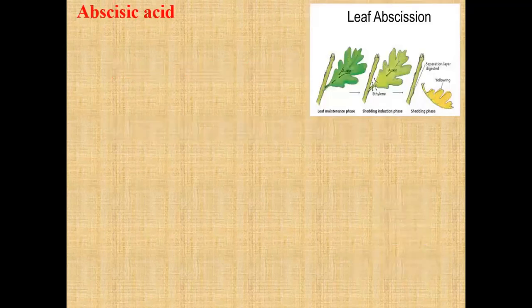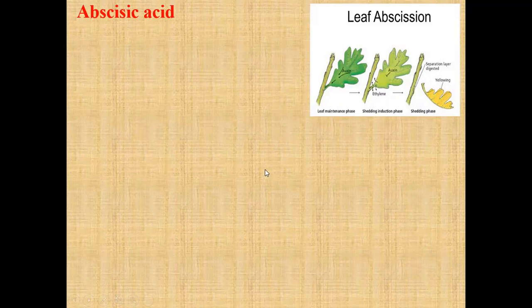Let's see this diagram, you observe. Here the green leaves are found on the leaf part of the plant. When the leaf matures, the formation of abscisic acid starts, and once the leaf is about to fall or detach, it shows the presence of abscisic acid in higher concentration.